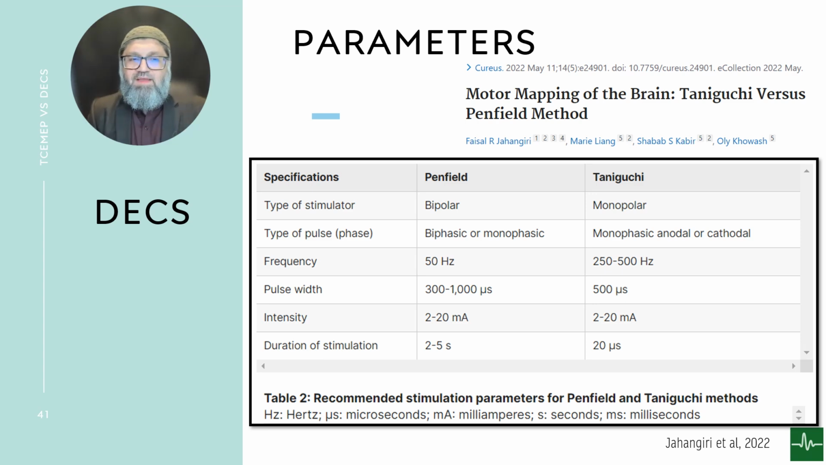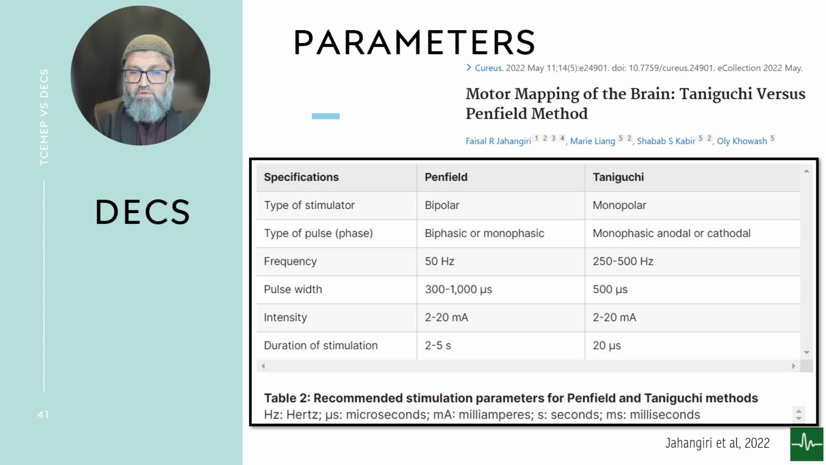When you're doing direct electrical cortical stimulation, we have two options: either the Penfield method or the Taniguchi method. We published a paper in 2022 about mapping of the brain with the Taniguchi versus Penfield method. If you need more information, this can be downloaded from the Curious website. Penfield is a low frequency and Taniguchi is a high frequency. Penfield is used only with bipolar. You can do it with monopolar, but bipolar gives better responses. Taniguchi can be done by monopolar and bipolar, but monopolar gives you better responses.